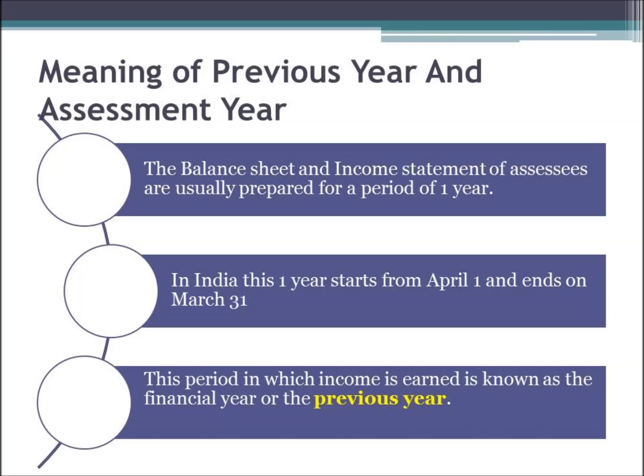A year in India, a financial year in India, means starting from April 1 and ending on March 31. So this period in which income is earned is known as the financial year or the previous year. This span of 1 year in which I am earning income and preparing my financial statements for that year is my financial year, and in income tax terminology it is also termed as previous year. Okay, so this is what we mean by previous year.